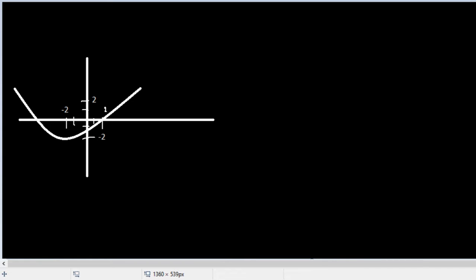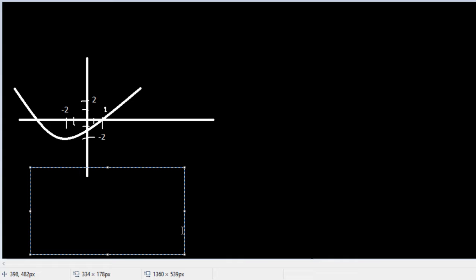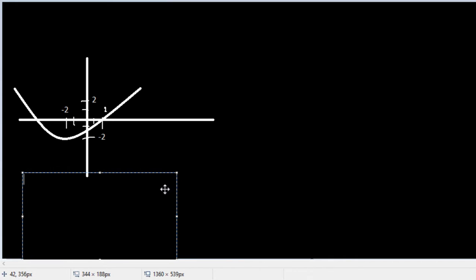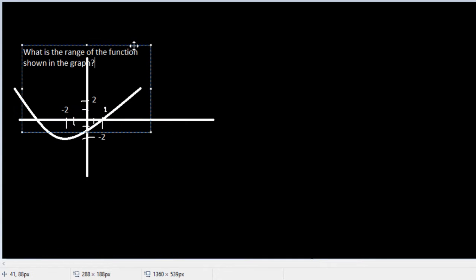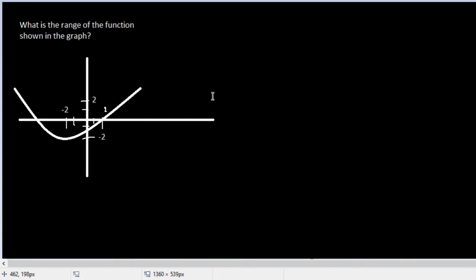Okay, so let's say you see something that looks like this, and the question that's being asked is, what is the range of the function shown in the graph? What is the range of the function being shown?